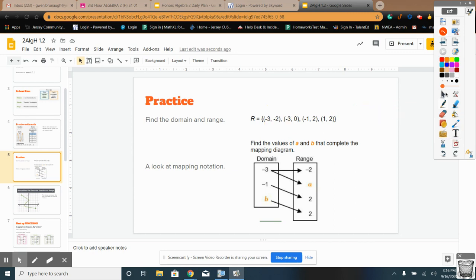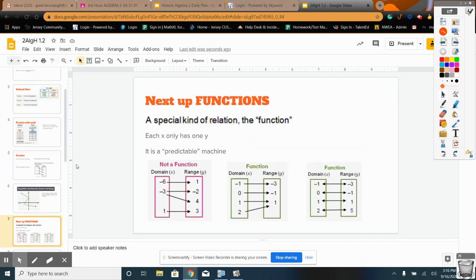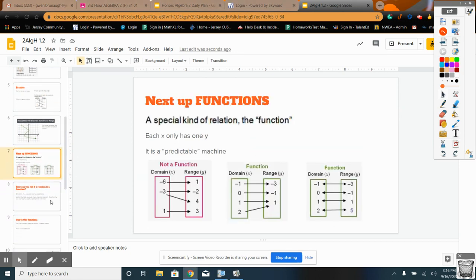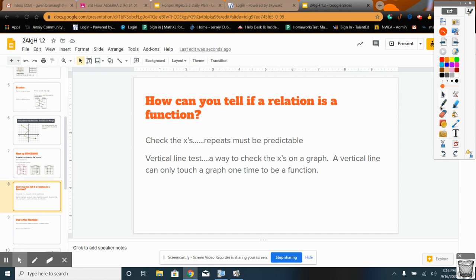So if there's no repeats, you're good. And if it does repeat, as long as it's a predictable duplicate, you're fine. Now, what if you have a graph? Think about that graph, y equals x squared minus 1. It looked like this. I can't check all the x's. It would take me my whole entire life because there are infinitely many points to check.